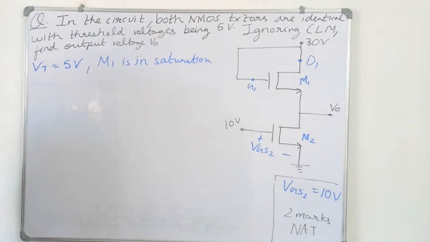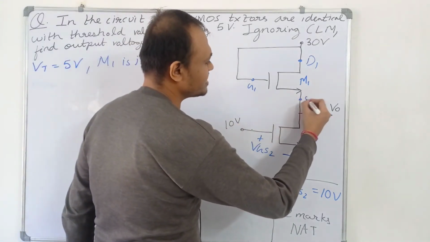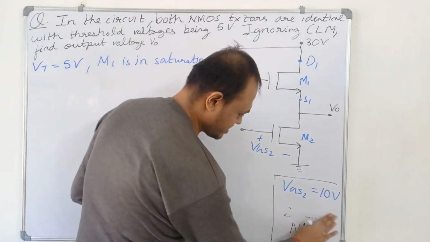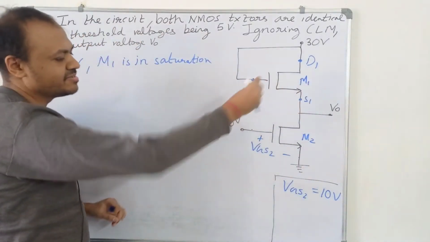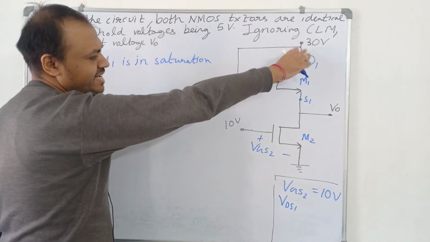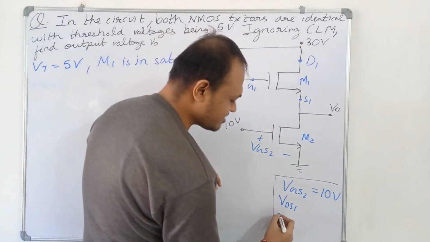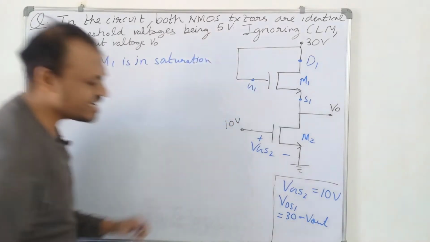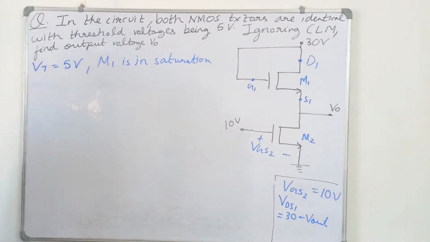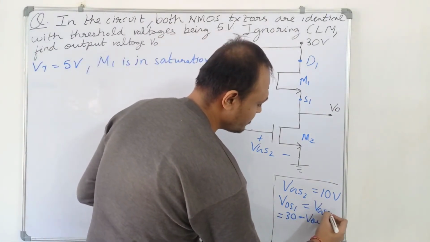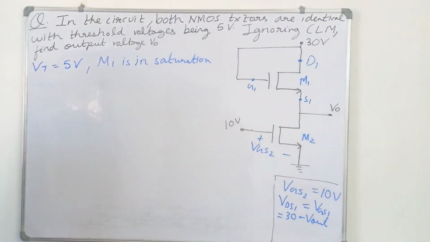Okay, then this is the source of the first transistor, S1. So VDS1, the drain to source voltage of the first transistor: its drain is connected to 30 volt, and the source is connected to V out. So VDS1 is equal to 30 minus V out. This is also equal to VGS1 because drain and gate are shorted. So VDS1 is equal to VGS1 is equal to 30 minus V out.